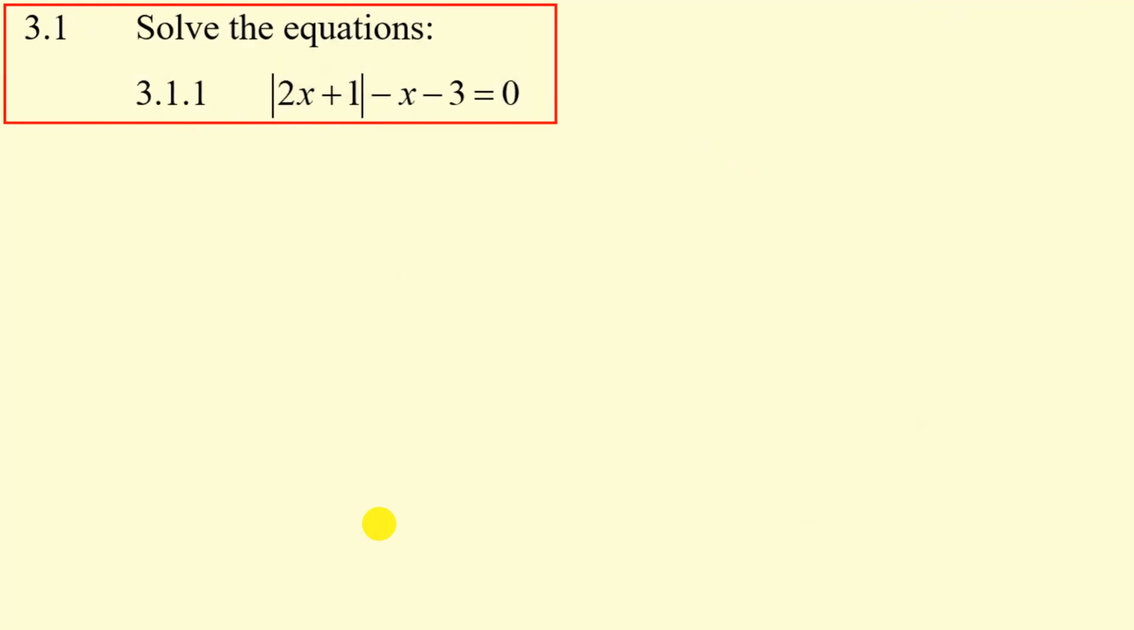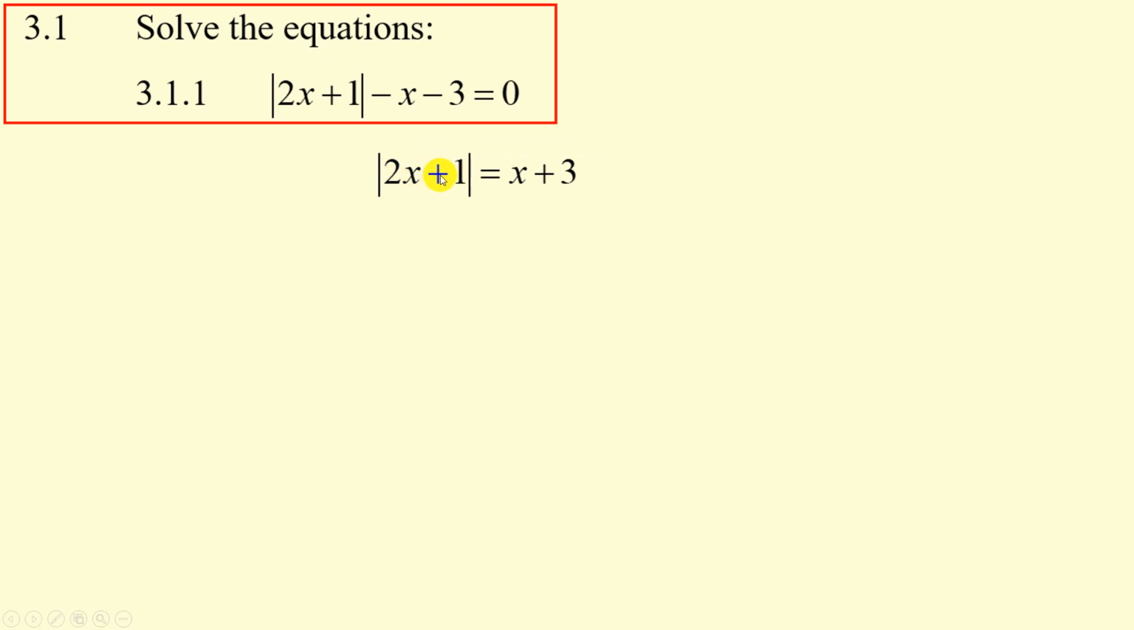On to absolute value, 3.1.1. Absolute value of 2x plus 1 minus x minus 3 equals 0. Now, I'm going to take the non-absolute-value part to the other side. And remember, the easiest way to solve one of these straightforward absolute value sums, really what absolute value means is it's either the positive of 2x plus 1 or the negative of 2x plus 1.